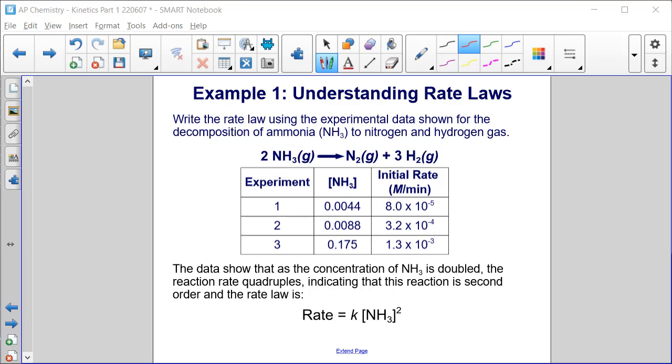On the previous slide, I showed you quantitatively how to calculate these relationships between concentration and initial rate. But we can just look at the data and see that as the concentration of NH3 is doubled from 0.0044 to 0.0088, the reaction rate quadruples from 8.0 times 10 to the minus 5. If we multiply that by 4, we get 3.2 times 10 to the minus 4, indicating that this reaction is second order, and therefore the rate law is that the rate is equal to the rate constant k times the concentration of NH3 squared.